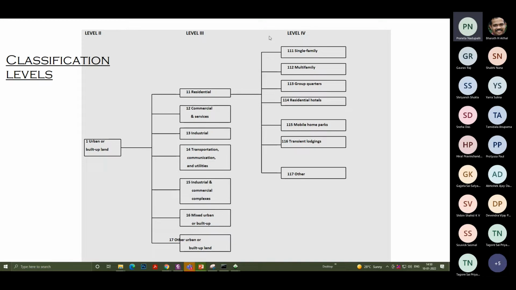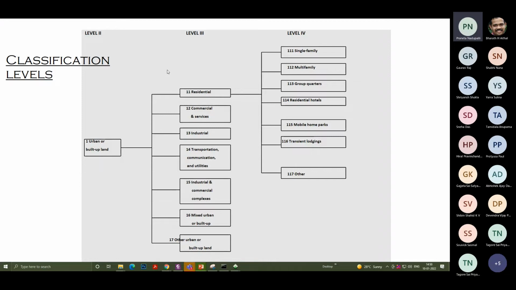further probing into the residential part of it, like looking into a single family residence or a multi-family, or what are the mobile parks, or what are the transient lodgings. So as your level of detail increases, the classification details also increase.